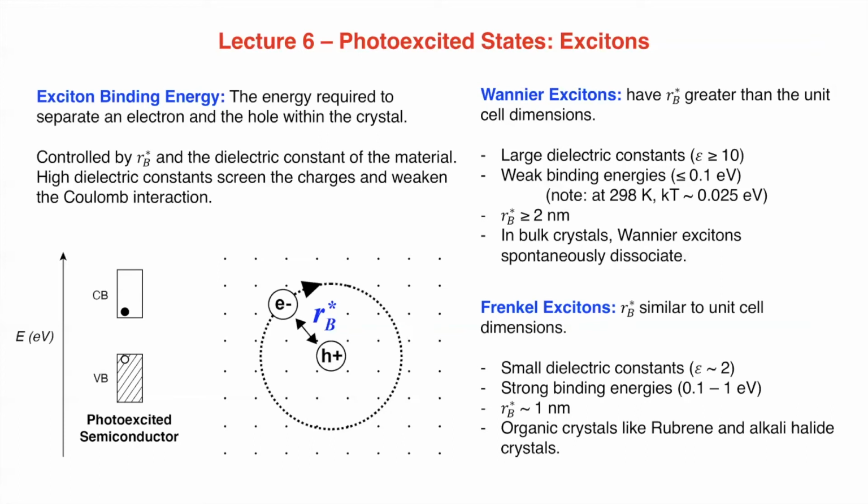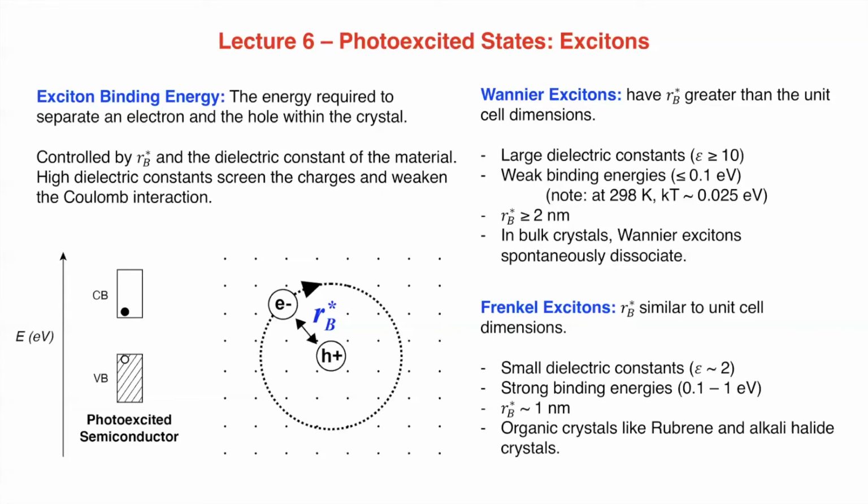Frenkel excitons, another class of excitons, they have much smaller exciton radii. So these are cases where the electron and the hole are very much more tightly bound to each other. And they appear in materials with small dielectric constants, organic materials, for example. So small dielectric constants, there's very weak screening of the two charges from one another, and this gives rise to much closer interaction, much more tight binding, 0.1 to 1 eV binding energy.